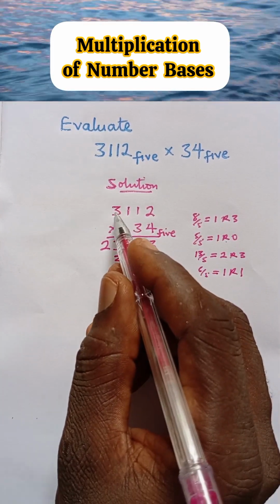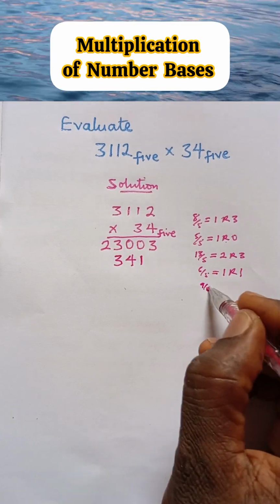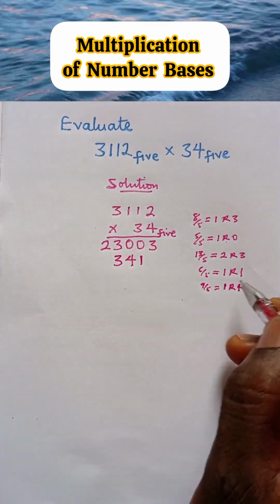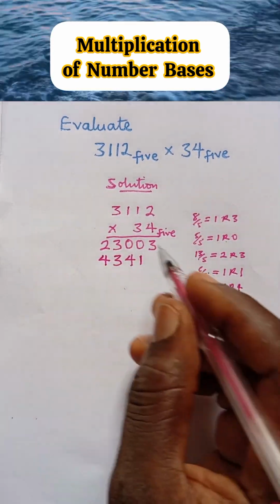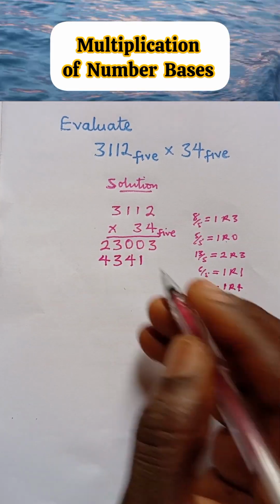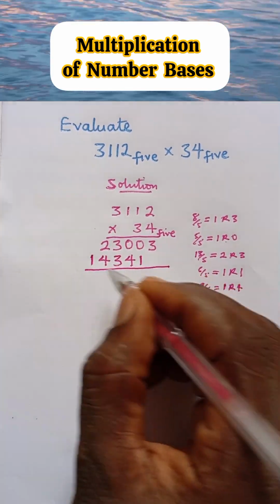Next, 3 multiply 3 is 9. 9 is greater than the base, so we divide 9 by the base. 9 divided by 5 is 1 remainder 4. Come here, write down the remainder, which is 4, and keep 1. But at this point, there is no more digits to multiply, so we are free to take this one and drop it here. Okay? So next, we are going to add.